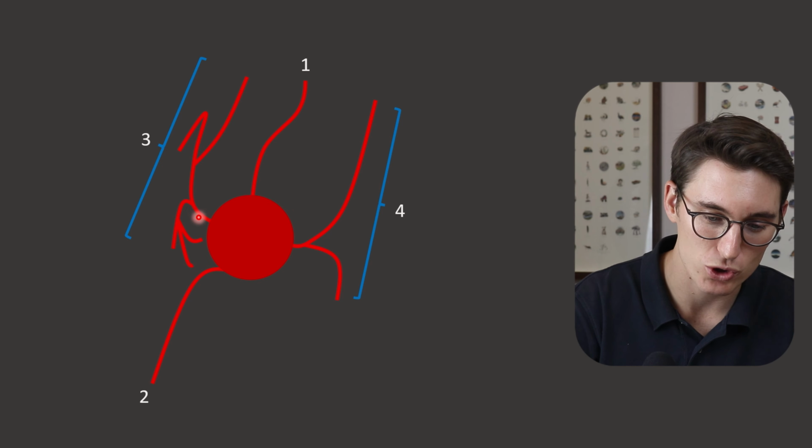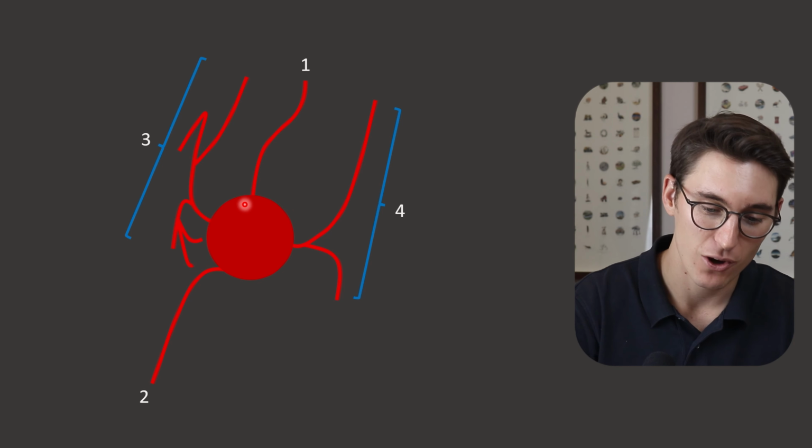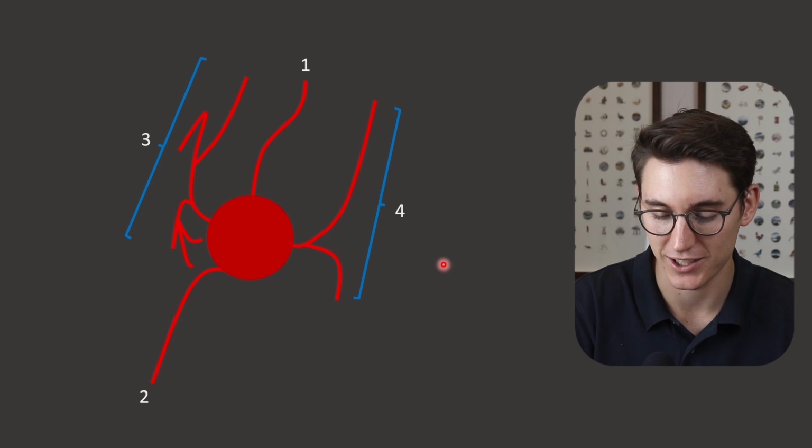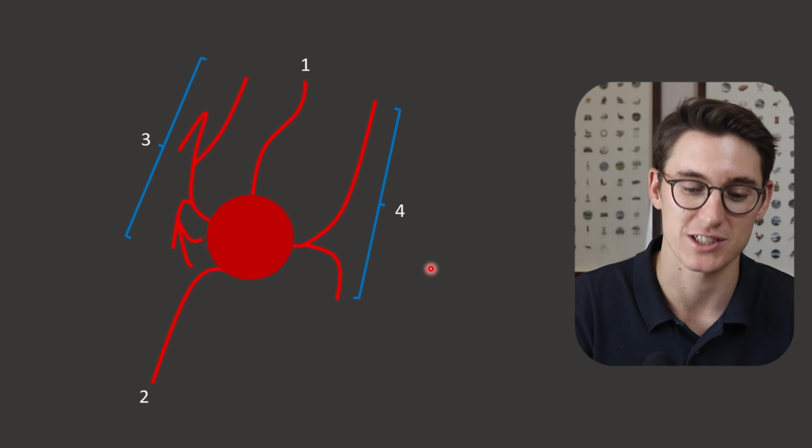We then have a very short trunk that comes off anteriorly from the subclavian artery. Here is the anterior side of our patient. Here's the dorsal side or the posterior side of our patient.